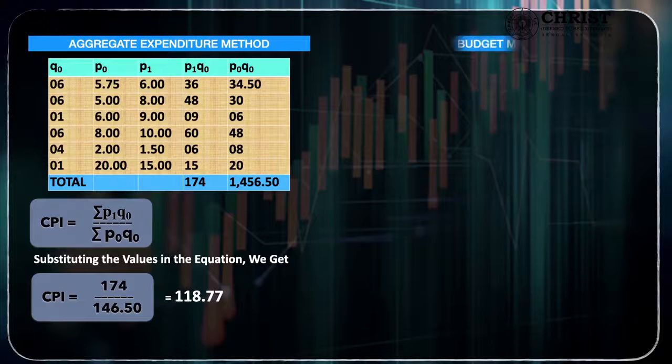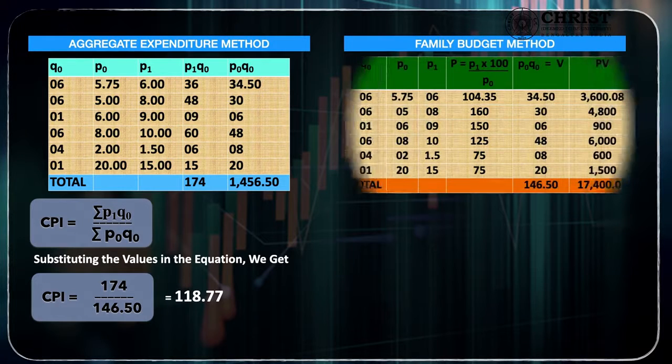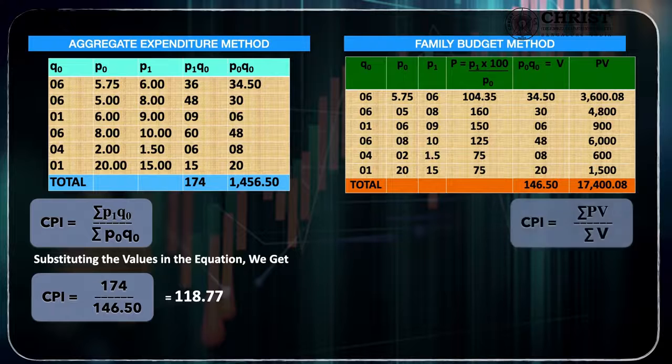So now the family budget method, we need different values for computation. So we have to prepare the table. We need P0, Q0 values, that is the weight, V, and PV values. The price relatives values you have to calculate for all the items, that is P1 divided by P0 into 100. So now the PV values also, the total we have to take. Now computation, consumer price index as per this method, family budget method, is calculated using the equation sigma PV divided by sigma V.